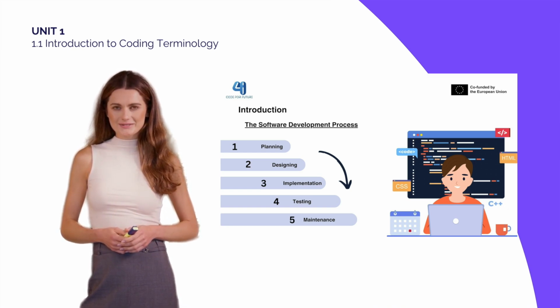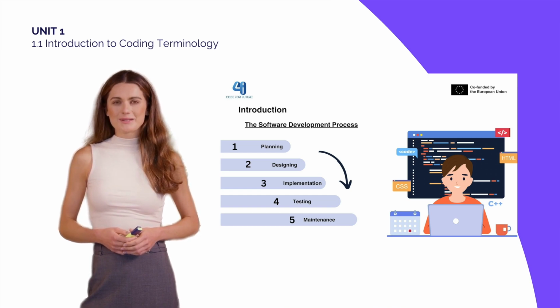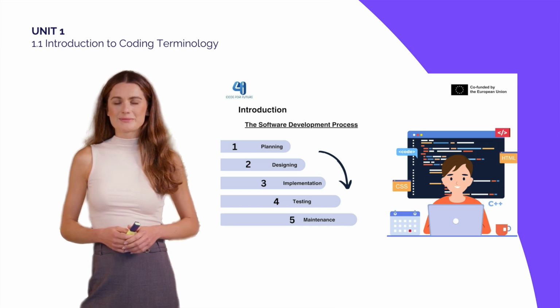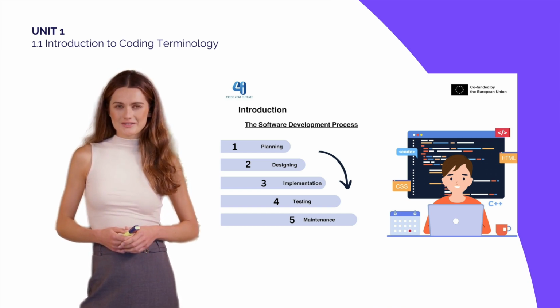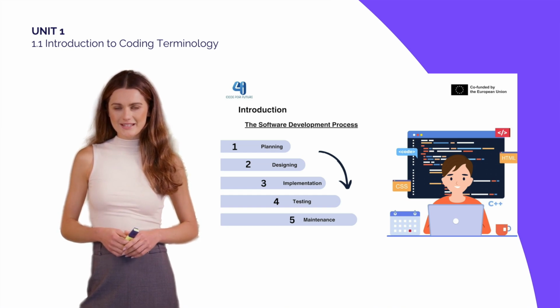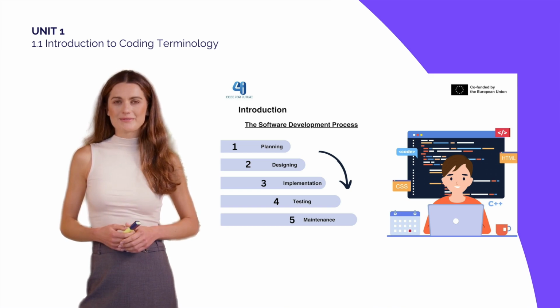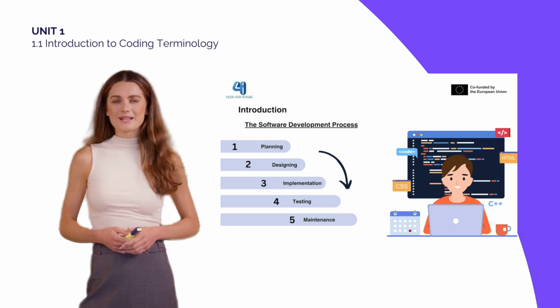4. Testing. Just like checking a house for leaks or cracks, we need to test software for bugs and errors. Developers run multiple tests to make sure the software works as expected and fix any issues before release. 5. Maintenance. After launch, software requires updates, bug fixes, and improvements. This is an ongoing process to ensure it stays secure, efficient, and compatible with new technologies. Each of these steps plays a crucial role in delivering high-quality software. Skipping a step can lead to problems, just like skipping construction steps can lead to a weak house.